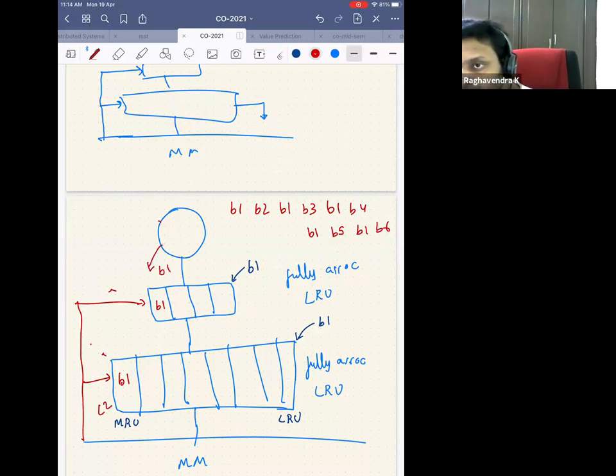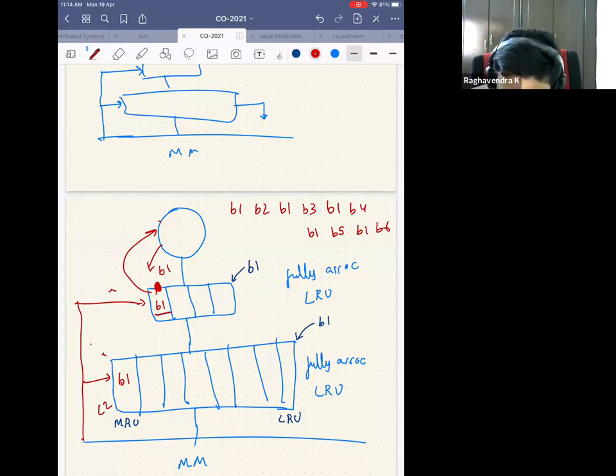You don't just go to the next level cache. Why? Because you search it here, the block is a hit in L1 cache, which means that this is directly serviced here. That information is not passed on to the level 2 cache. Do you agree? So that information is not passed on to the level 2 cache.